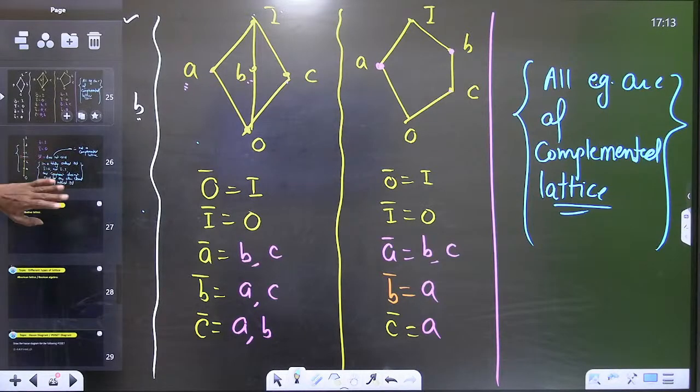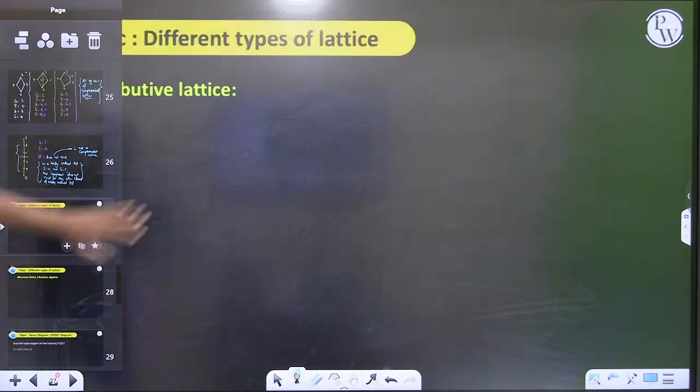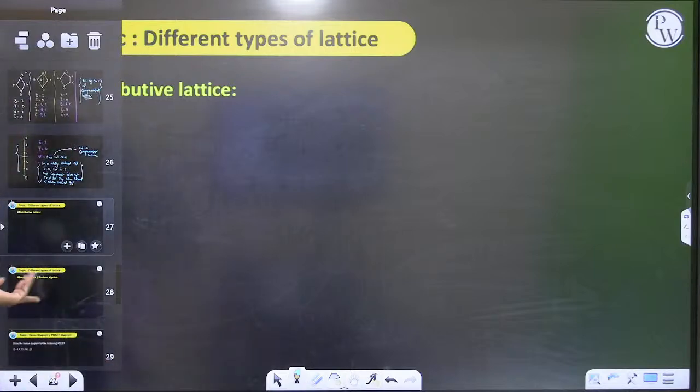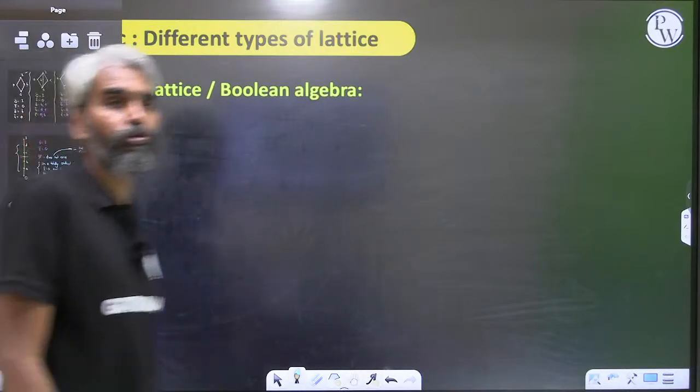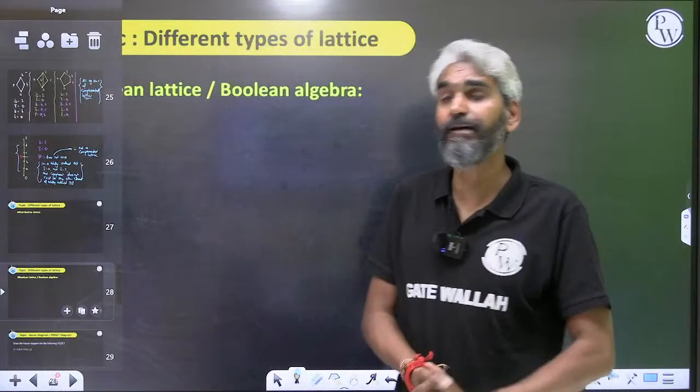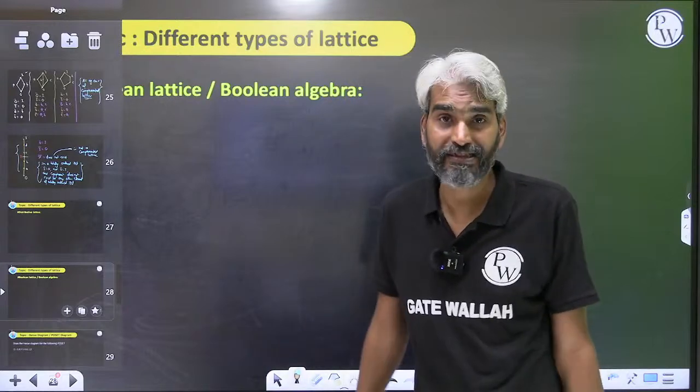The next types of lattices: what do you mean by distributive lattice? What do I mean by Boolean lattice? And what do I mean by sublattice? These three different types of lattices will be covered in the next class.